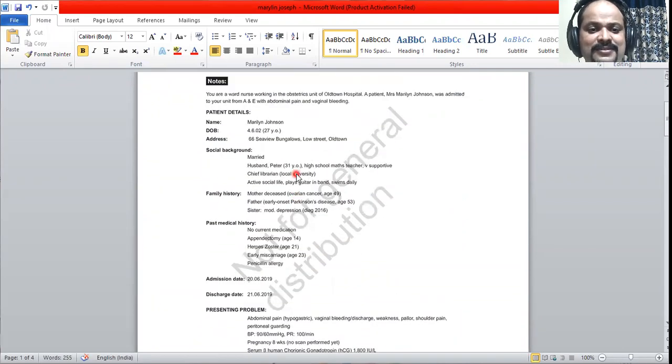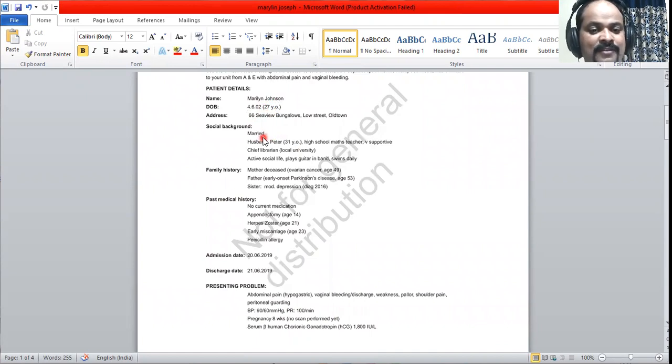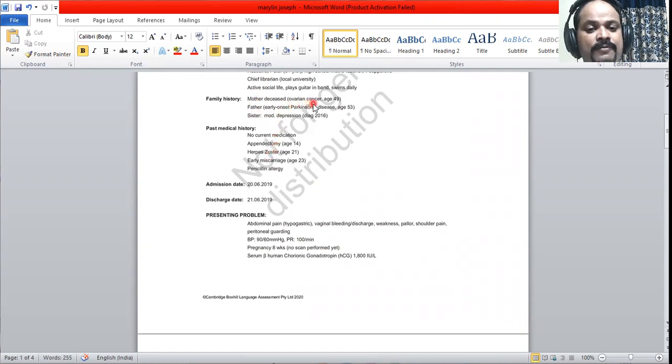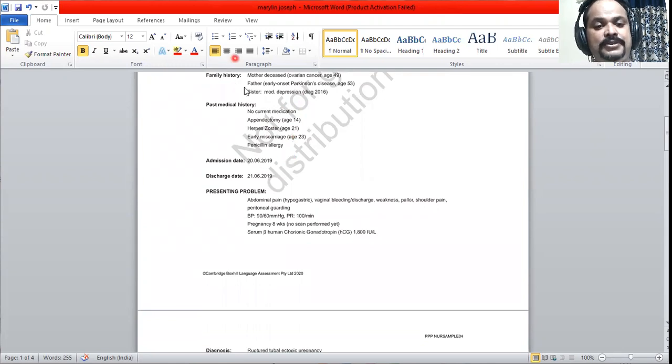Let's see what all these things are. Be very selective. Name we need, age we need, address we don't need. We don't need the social background at all. Family history: the doctor knows what these things are. You know that ovarian cancer, all these things are known to the family doctor. Past medical history, no, we don't need. Yes, the admission date is 20/6/2019, needed. Discharge date, yeah, maybe.